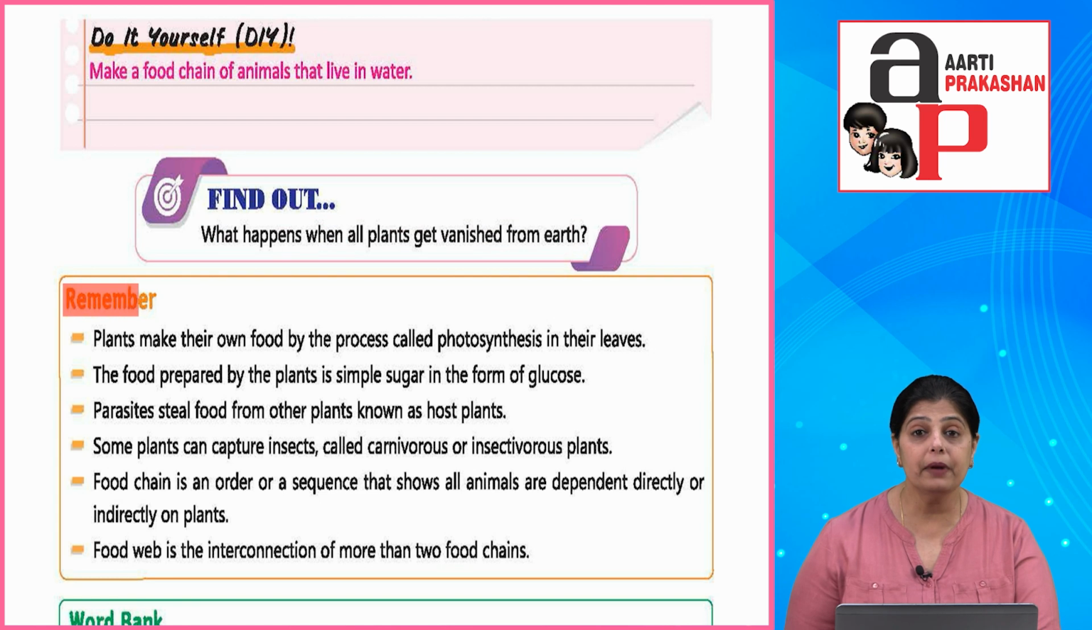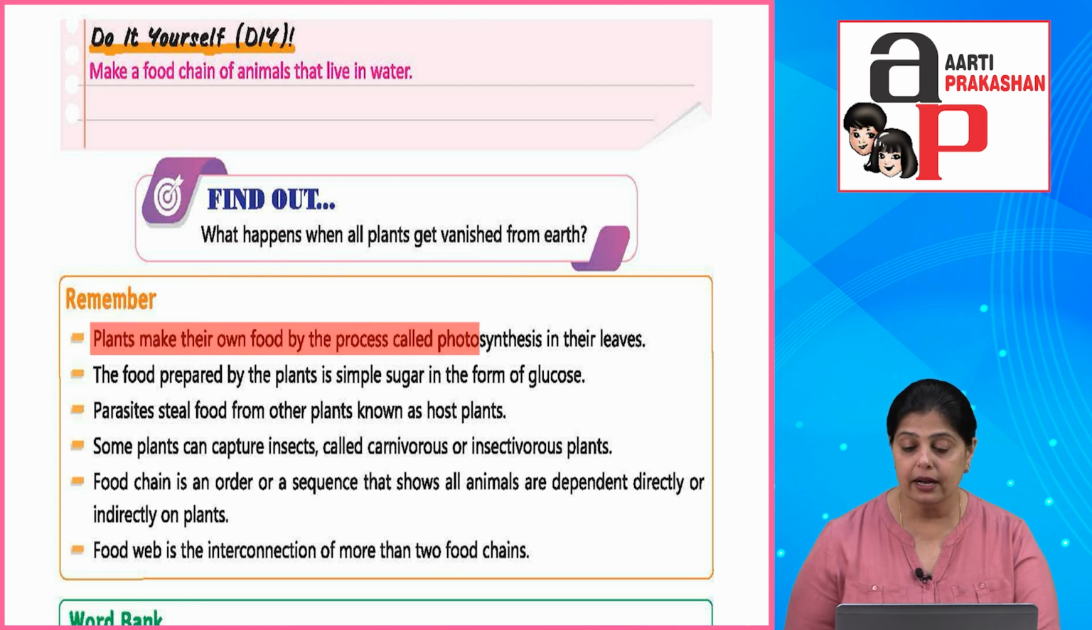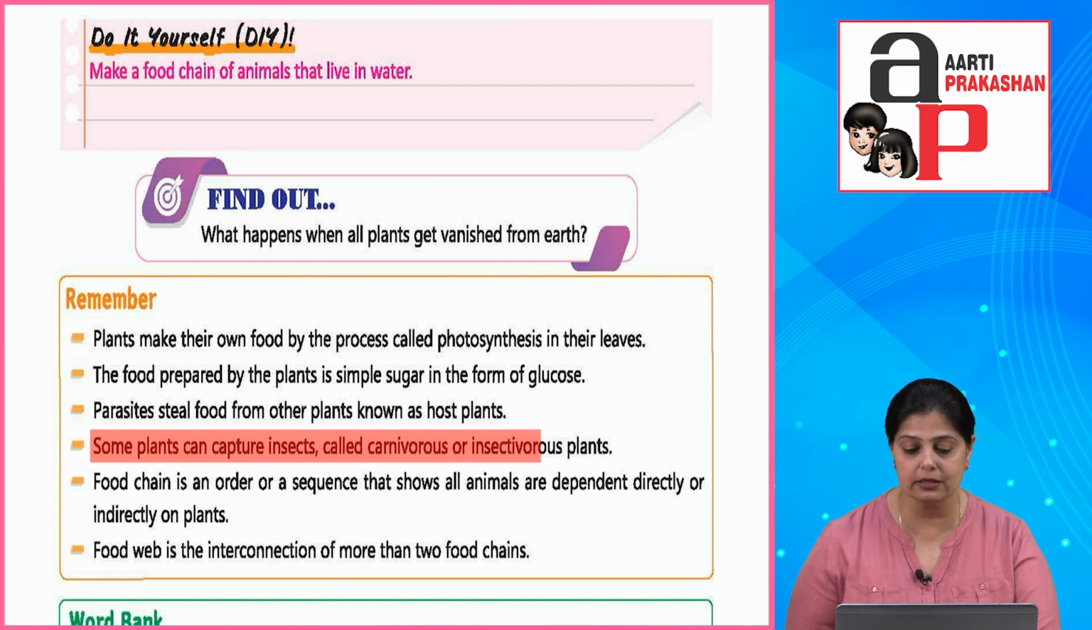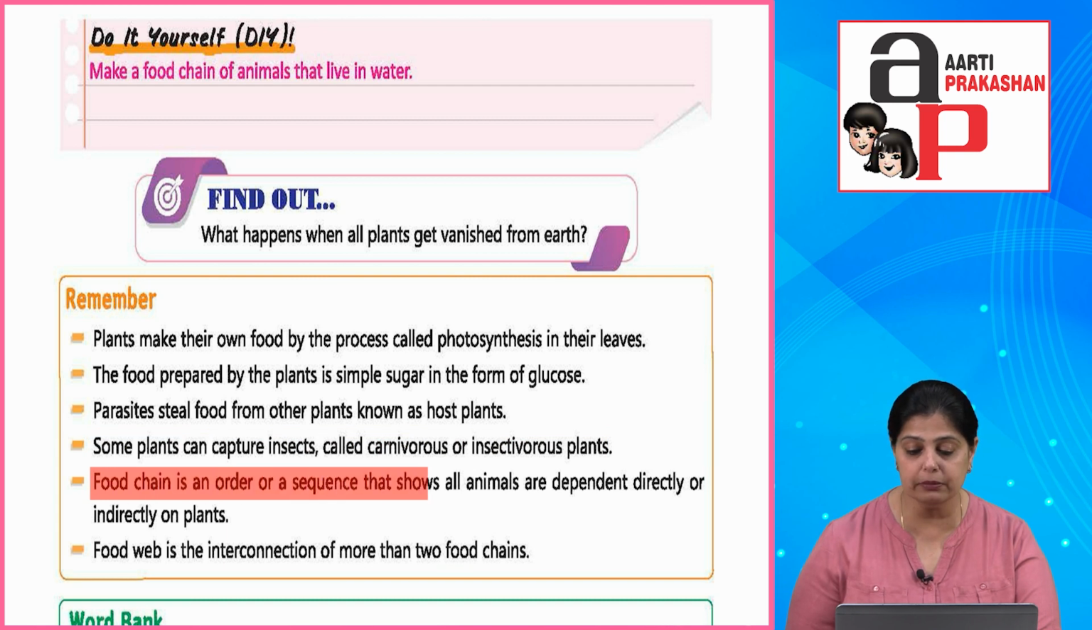Now remember, plants make their own food by the process called photosynthesis in their leaves. The food prepared by the plants is simple sugar in the form of glucose. Parasites steal food from other plants known as host plants, and some plants can capture insects called carnivorous or insectivorous plants. Food chain is an order or a sequence that shows all animals are dependent directly or indirectly on plants.